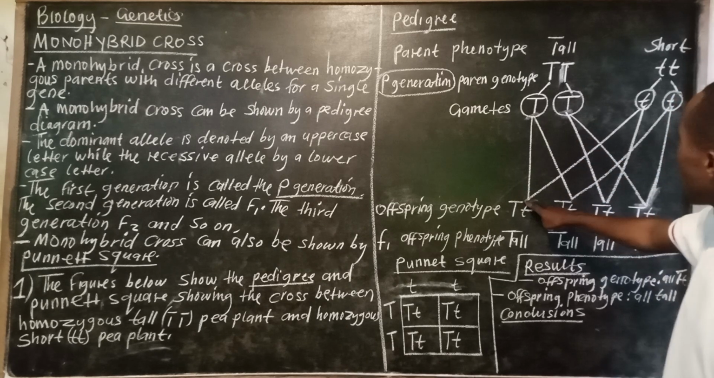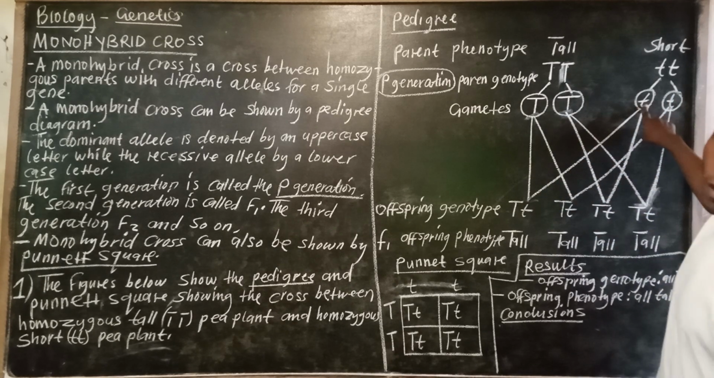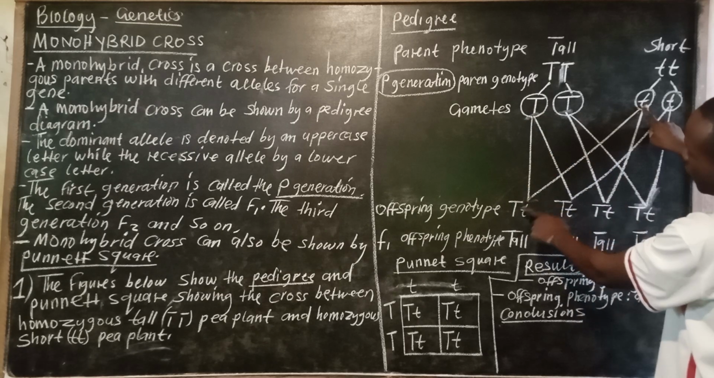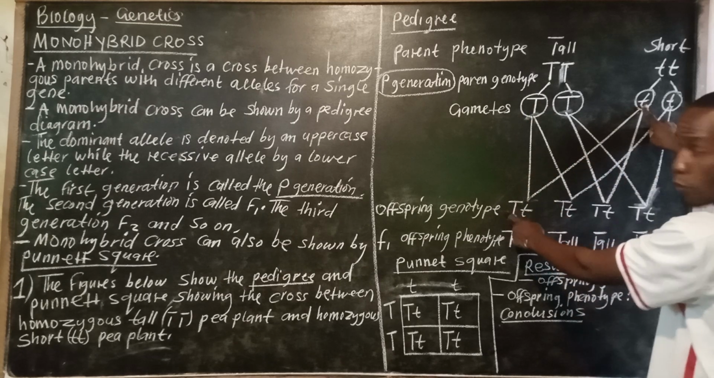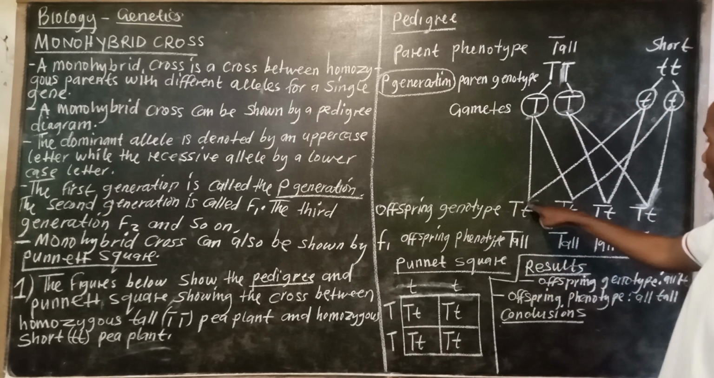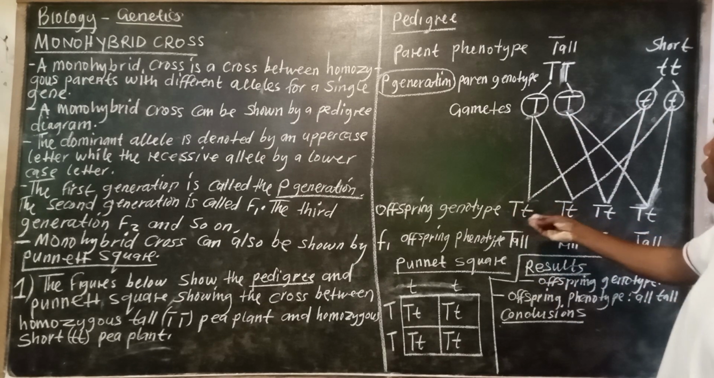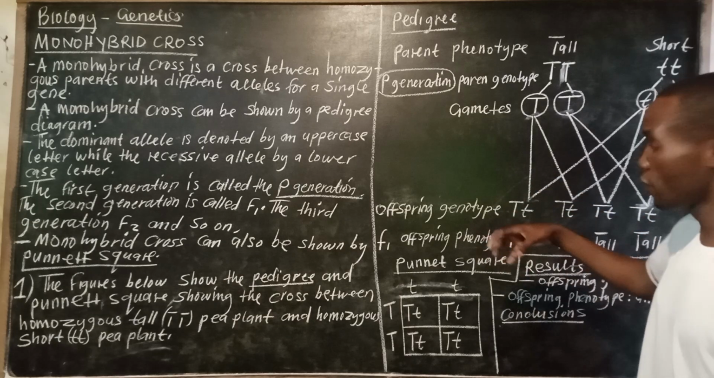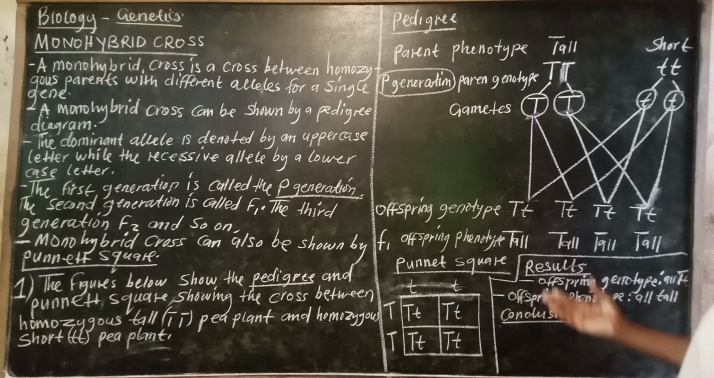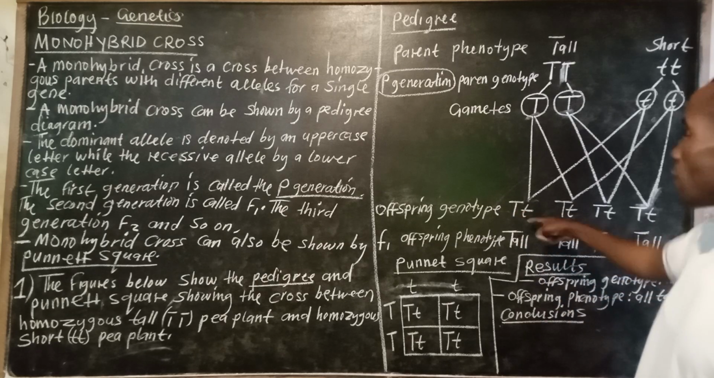You come here. Then you go to the short. You have crossed. Okay, so what you are making here is T, which is this one, capital letter. Then this side we have small letter t. Okay, you have seen? So now this is the offspring genotype. But remember, this is heterozygous now, because here we have dominant and recessive.